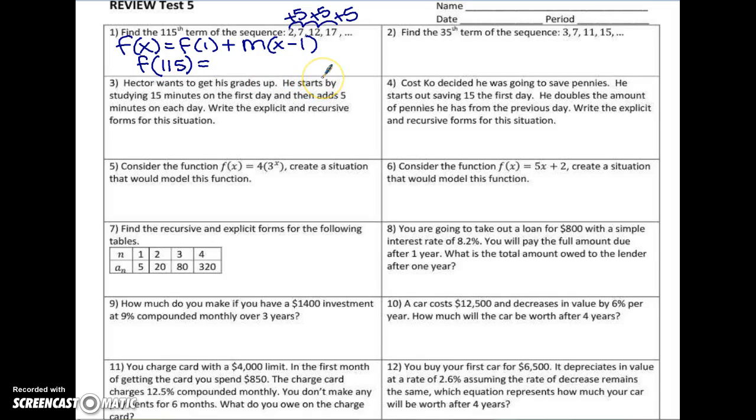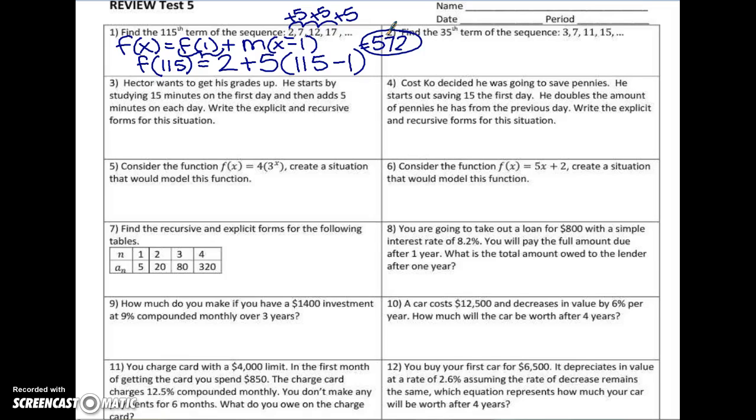So we want to find the 115th term. The first term, the output, is 2. That's our f of 1. The output at 1 is 2. It's adding 5 repeatedly, and I want the 115th term. If I find out what 2 plus 5 times (115 minus 1) is, I get 572. So that is the output of the 115th term of the sequence.